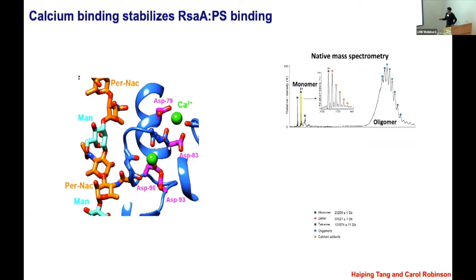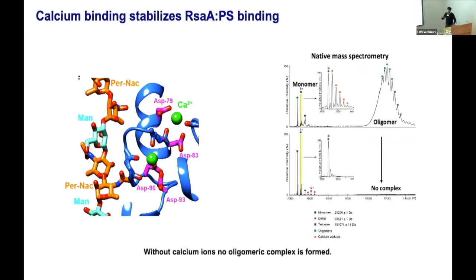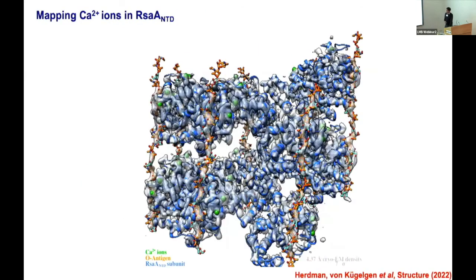So this is a native mass spectrometry experiment that we performed with Carol Robinson's group, which shows formation of the superhelical oligomer. When we deplete calcium in the reaction, this oligomer falls apart. And when we add calcium again, this oligomer can reform once more, showing that LPS binding and oligomerization is dependent on calcium. But we also wanted to confirm that using structural biology.